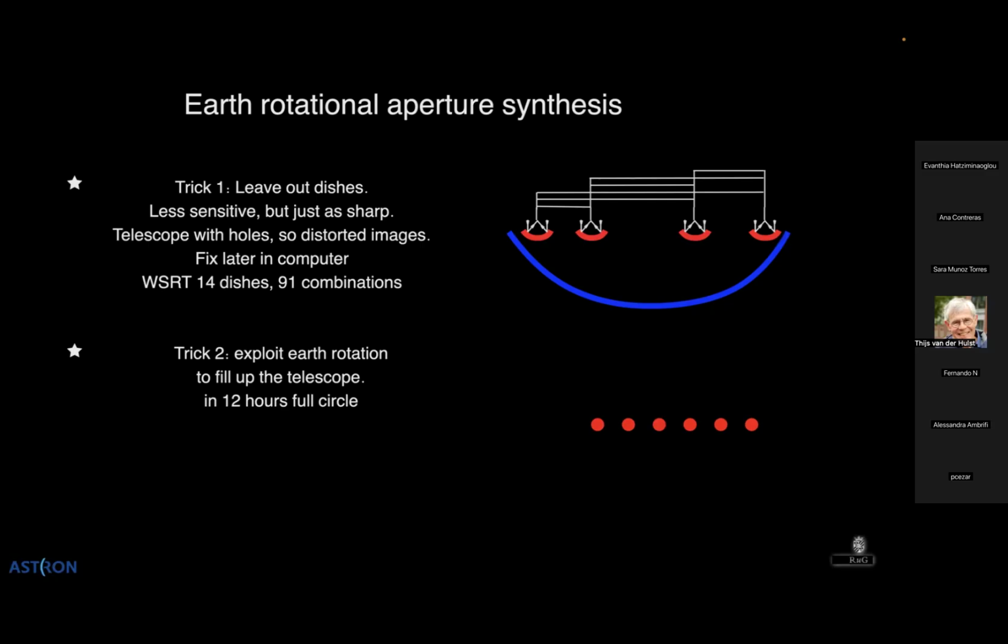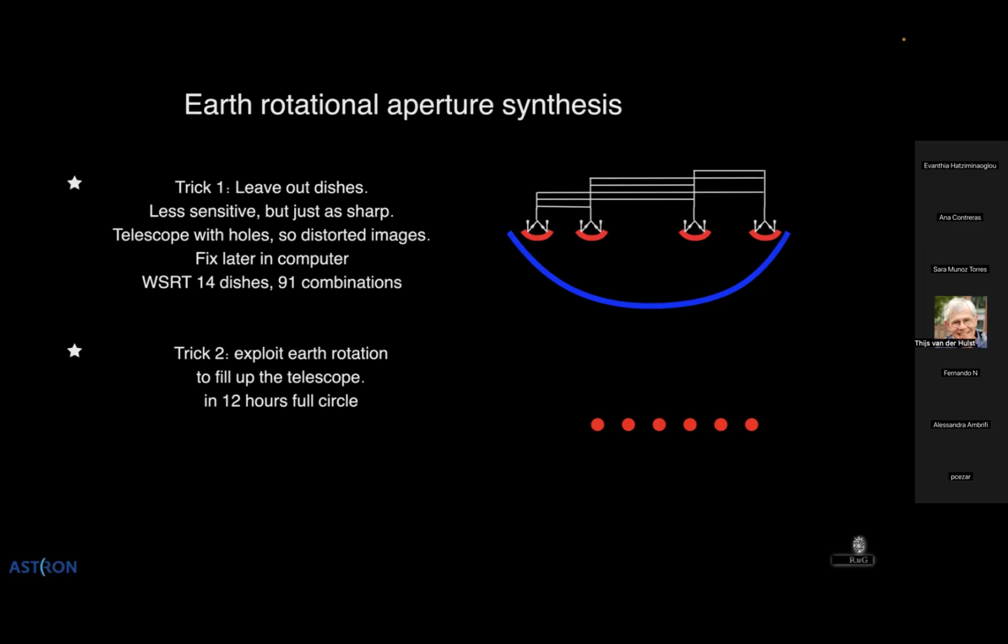Of course, this is a telescope with holes. Conceptually, it's like an optical mirror telescope with many holes in it. So the optical imaging performance is terrible. The images are terrible. But we can fix that later in the computer because we know where the holes are and we can correct for it. So that's one thing. Just a few dishes, and we combine them. And each dish is combined with another dish. So, for example, Westerbork has 14 dishes, which means that there are 91 combinations, n times n minus 1 over 2.